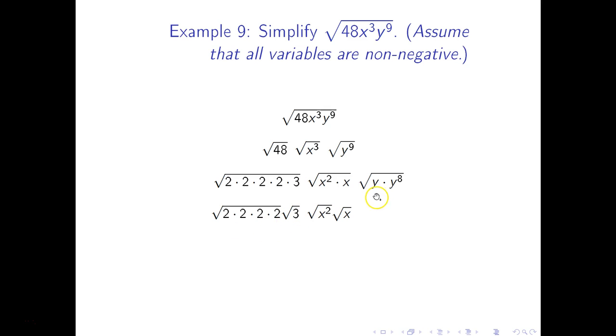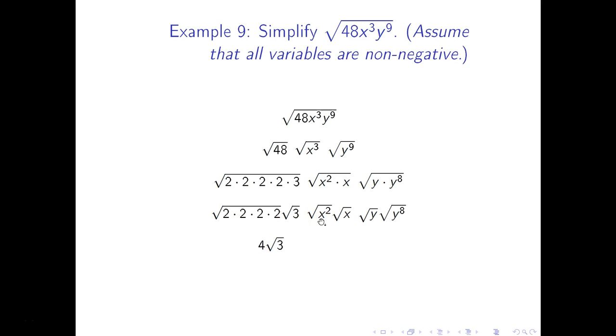I have the x squared and I have the y to the 8th. Well, this, if I break that apart, I get 4. That's because I take 1, 2 from here and 1, 2 from this pair. These first two are going to give me 2 when I take the square root, and the second pair, I'll get 2. And 2 times 2 is 4.